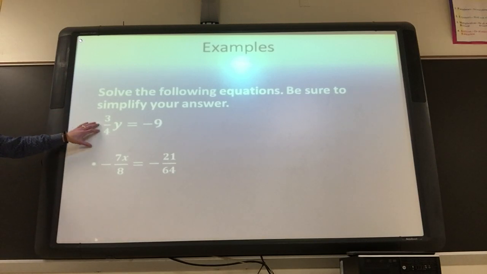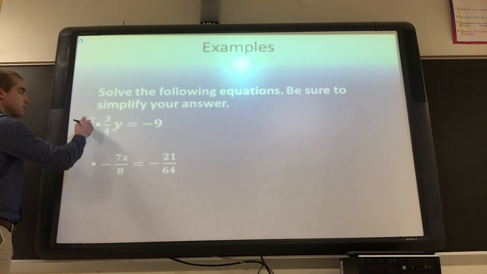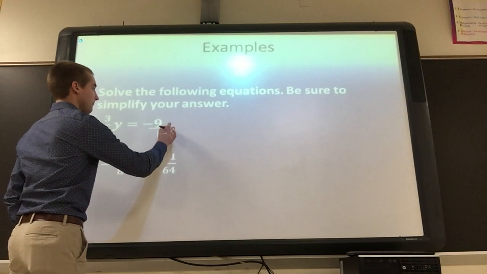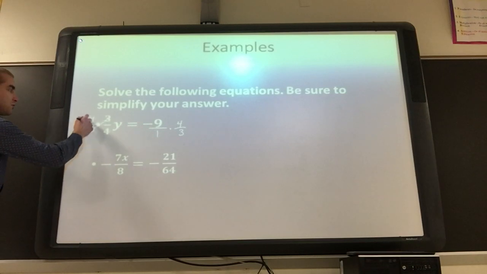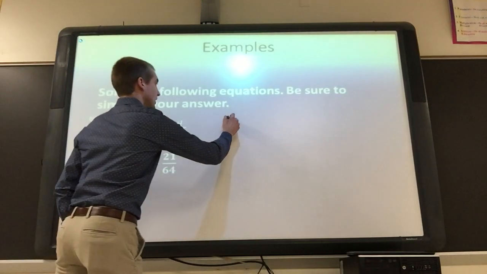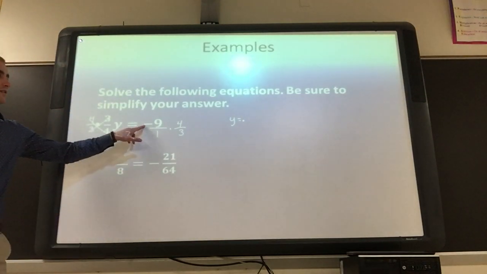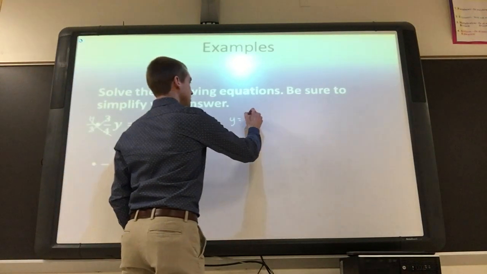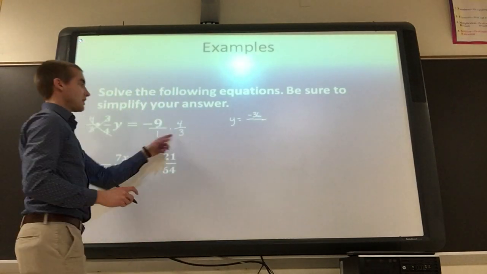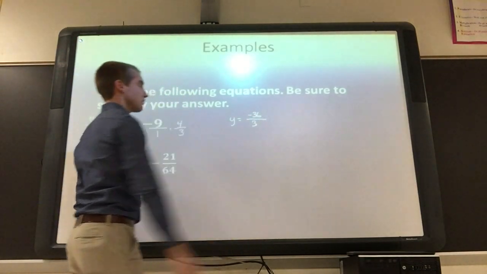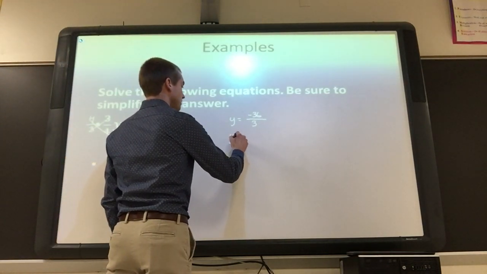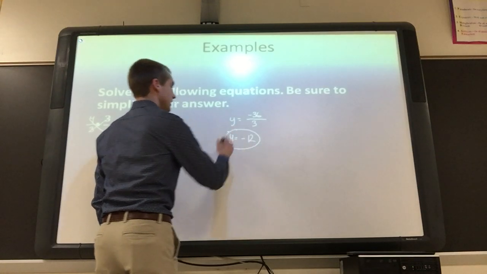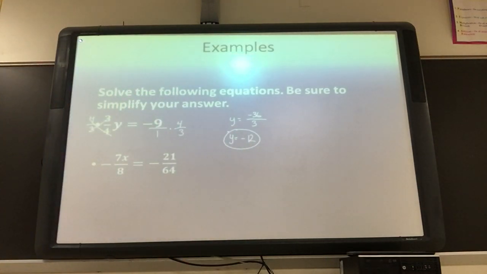All right, so let's look at the first one there. 3/4 is in front of the y, so I'm going to multiply by 4/3 on both sides. 4/3 times 3/4 gets me 12 over 12, or just 1y. And then it's -9 times 4, which would be -36, over 1 times 3. -36 over 3. I can simplify that. 36 divided by 3 is 12. So y equals -12, or -12 over 1.